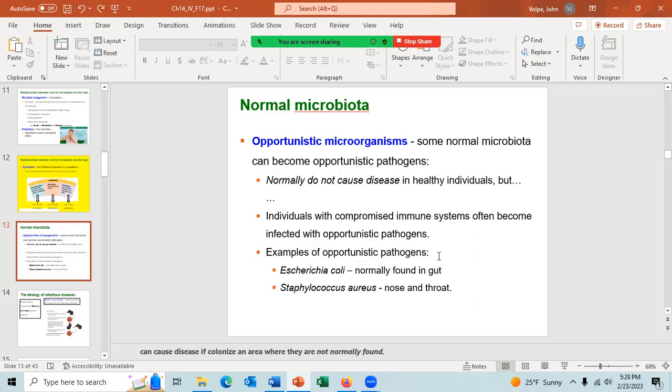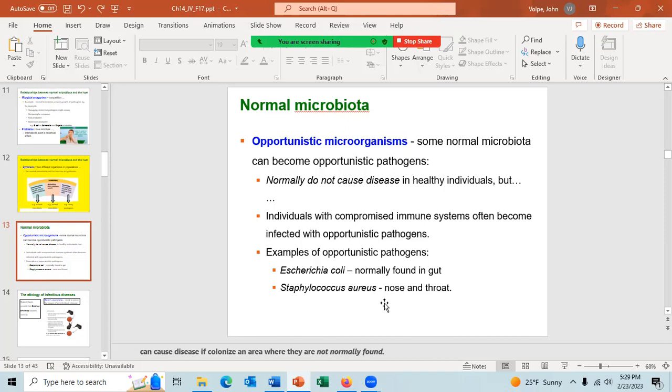An example of an opportunistic pathogen would be E. coli when it's growing outside of the gut, such as an E. coli infection in the ear causing an earache, or E. coli growing in the lungs causing pneumonia.